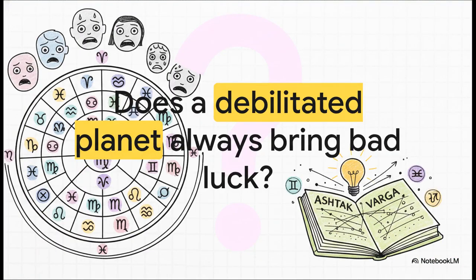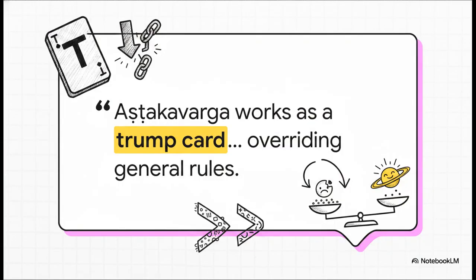Okay, so you look at your standard chart, you spot a debilitated, combust, or generally weak planet, and you instantly panic, right? But is it actually guaranteed to cause you suffering? Without Ashtakvarga, you might say yes, but Ashtakvarga completely changes the game. According to the source texts, it works as a literal trump card. Say you have a supposedly bad planet, but it's sitting in a house where it scores more than 4 points in its own scorecard. That high score massively overrides the bad placement. That planet is actually going to give you favorable results.